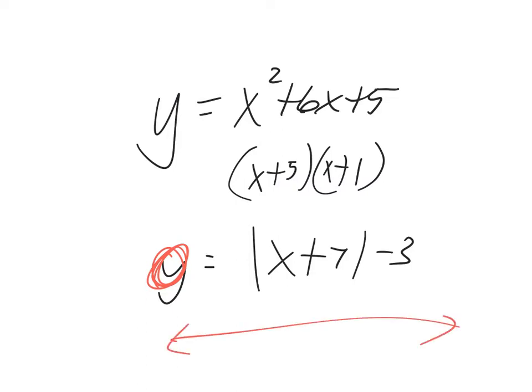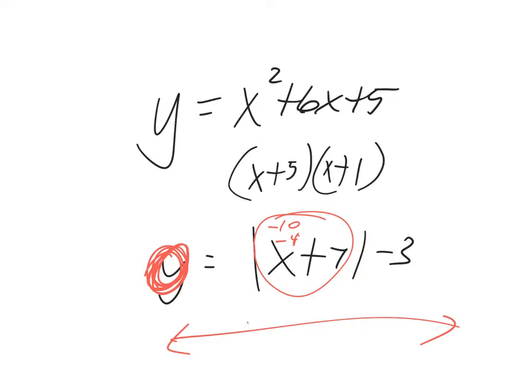Anybody do one of those two numbers in your head right now? What's going to make this thing equal 0? If x was what? -10 would work, because then this would become 3, and 3 minus 3 equals 0. But there's another thing. -10 and -4 are the two answers, because -4 plus the 7 makes it +3, and either way it's 3, because it's absolute value.